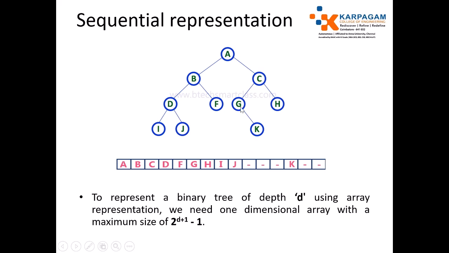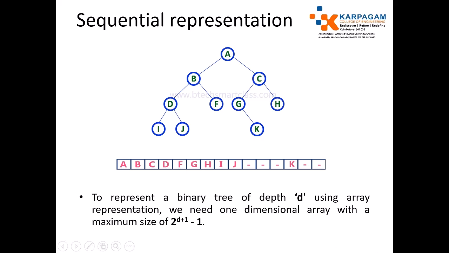Okay, and then in the last level we don't have a left child for G, so we fill with null. And we have a right child, so fill with K. And for H we don't have any children, so it is filled with null values. So in this way we can represent a tree by using an array.